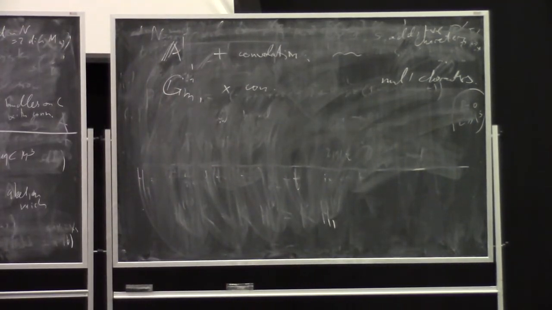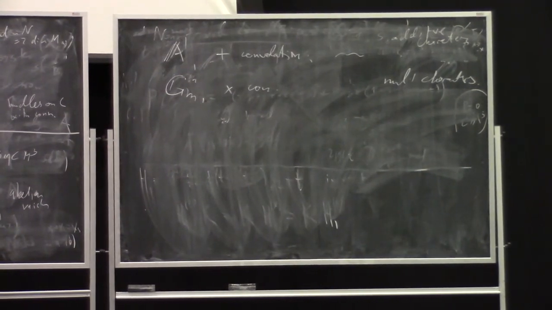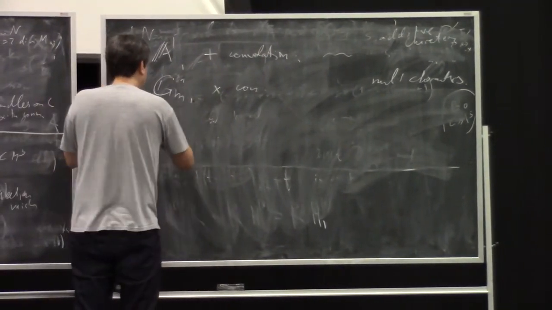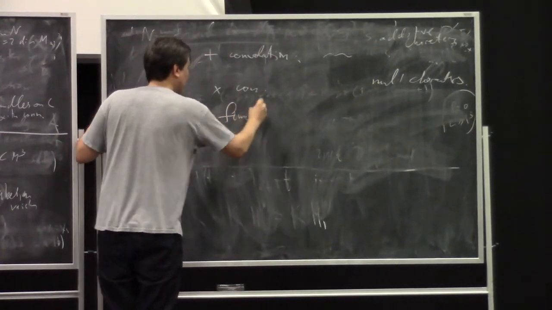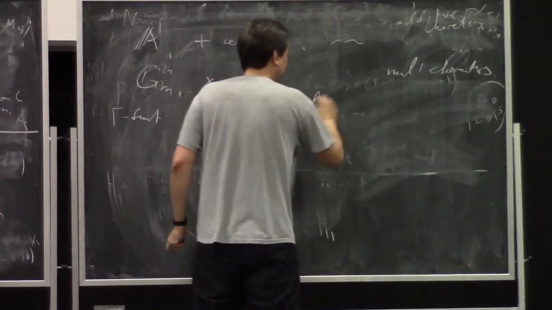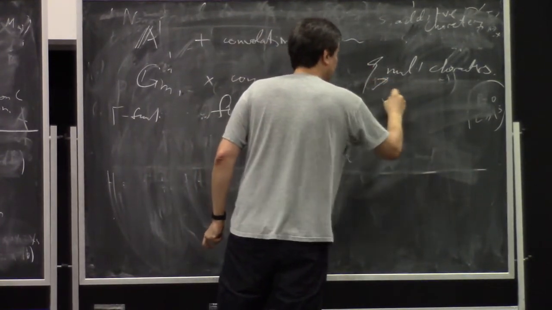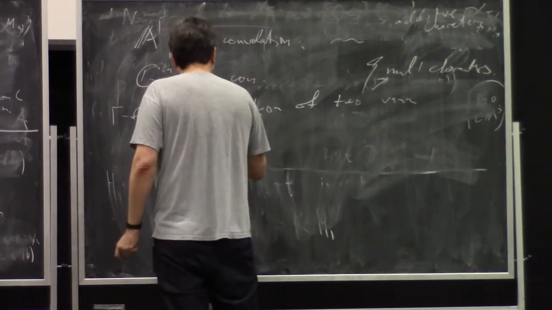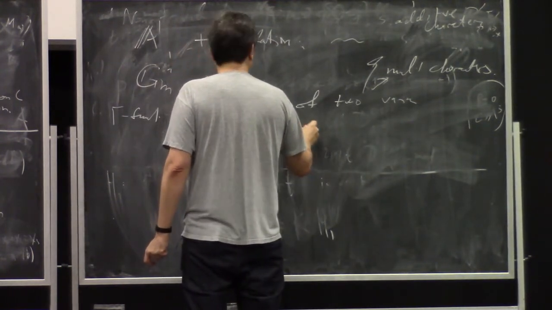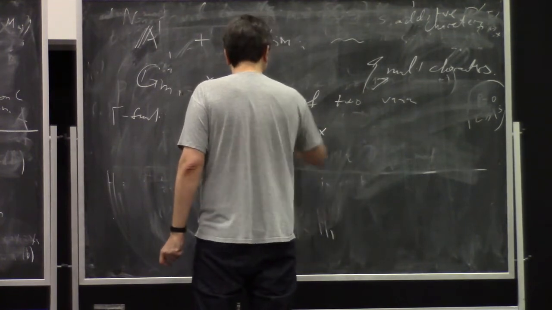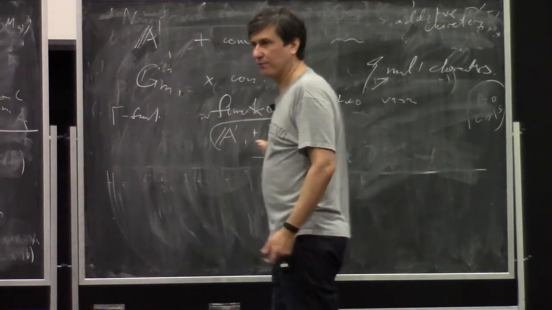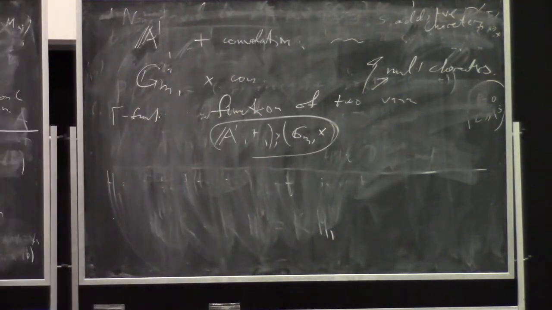And then one can try to see, for example, what the gamma function is. The gamma function is the integral of the product of multiplicative characters and additive characters. So the gamma function is a function of two variables, and can be thought of as corresponding to the guy, consider the product of two such things. So one can think about this.